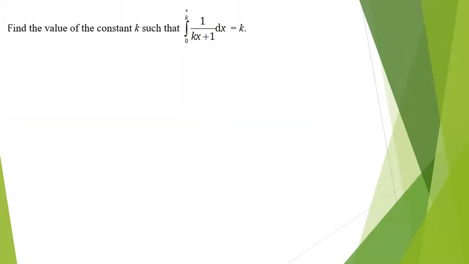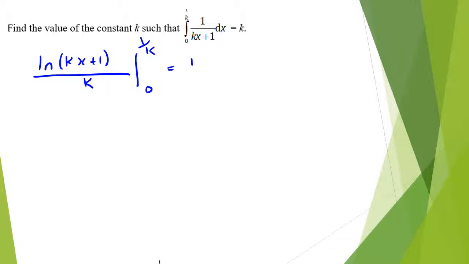Now next question, find the value of constant k such that integrating from 0 to 1 over k of this function equals k. So we'll integrate first. So the integral is ln of kx plus 1 over k, between 0 and 1 over k. Now I will substitute, and that's equal to k.